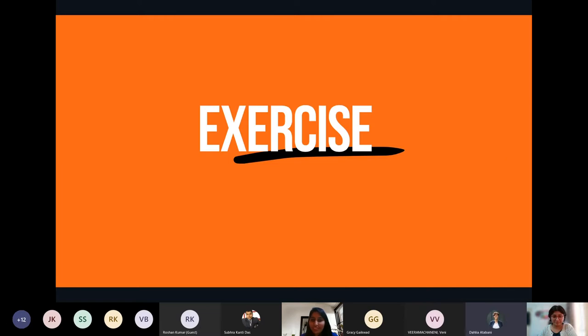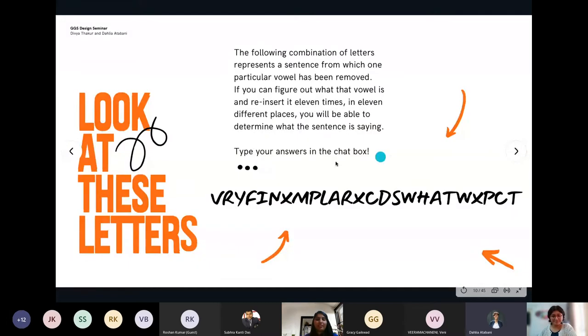It will be a little bit more lengthy and a little bit more tricky. So the idea here is you can now see just a number of words written into something like one very long gibberish sentence. And this combination of letters that you see on your screen now represents actually a sentence from which we have removed a particular vowel. We won't tell you which one. That's your task to figure out what that vowel is and try to reinsert it 11 times. Not that that's extremely irrelevant or helpful in any way.